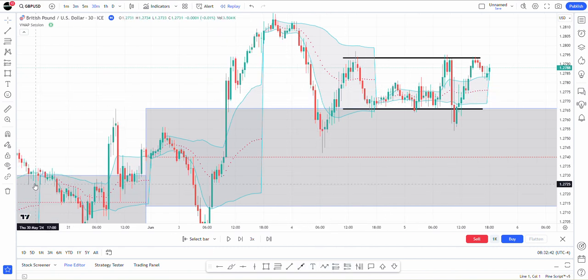Like here, for instance, just get this. That would be the bounce. And I'd look to take it to the other edge. So up here, probably not here, because there's a monthly level.